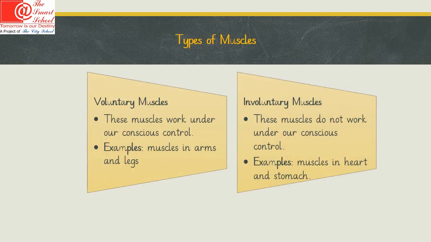Types of muscles. There are two main types of muscles called voluntary muscles and involuntary muscles. Voluntary muscles are those which work under our conscious control. That means you can make them work according to your own will. You can make them stop or you can make them move again.